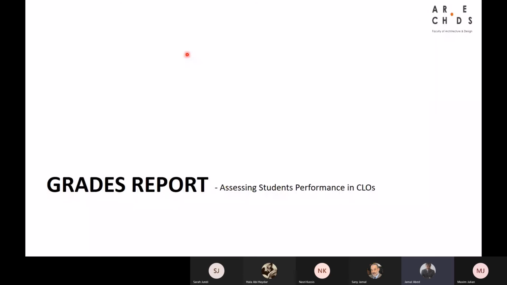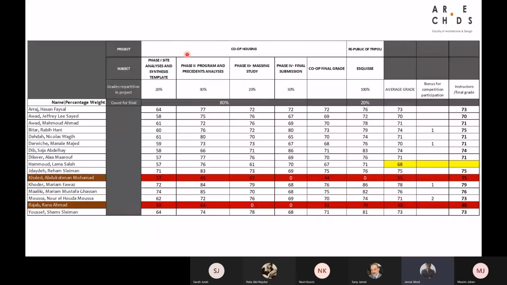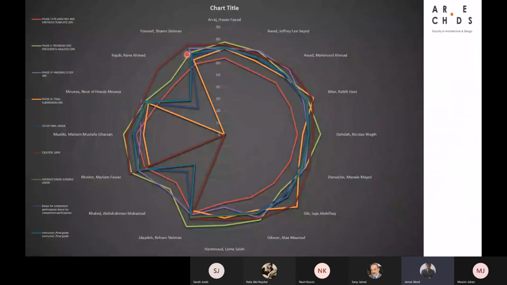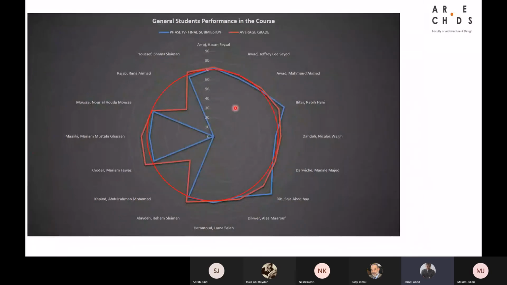Now, in terms of CLOs, I have not yet had the chance with Maxime to compile all the performance of the students across the semesters through the CLOs. We only have today the averages of the students. You could see 2 of the students had gotten zeros in some of the projects, but you would see here the last presentation, which is in blue. Rana and Khalid Abdurrahman did not present, so they got a 0.